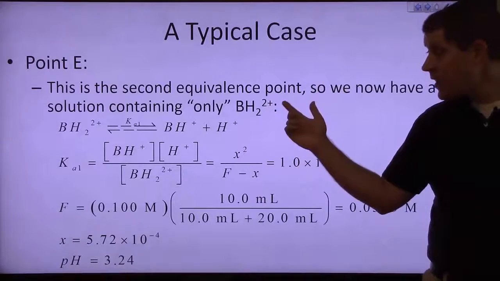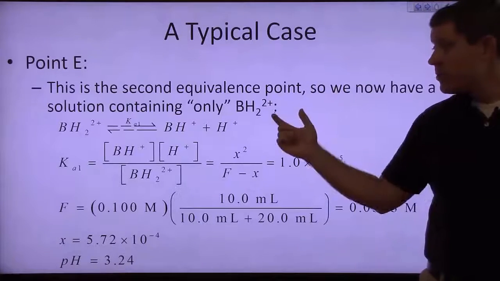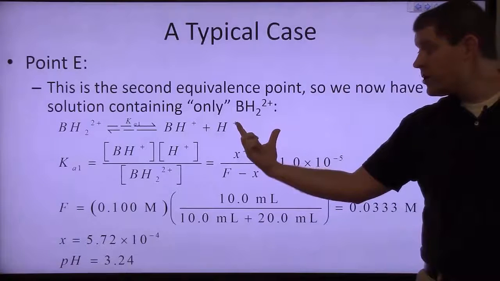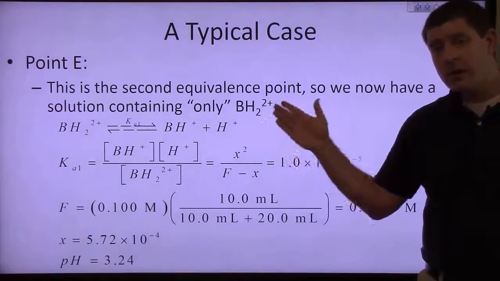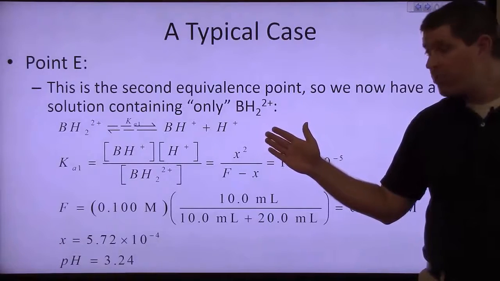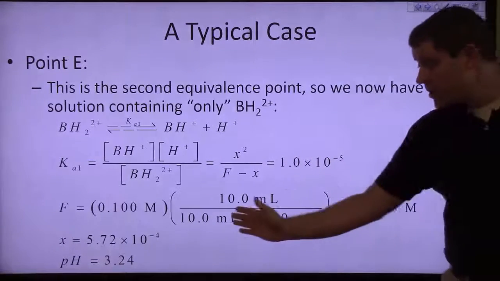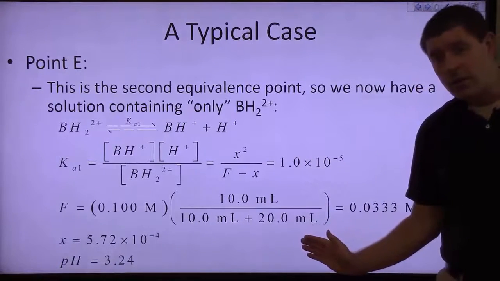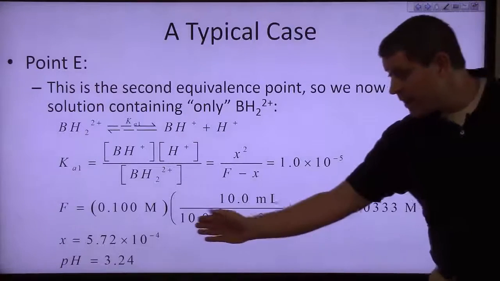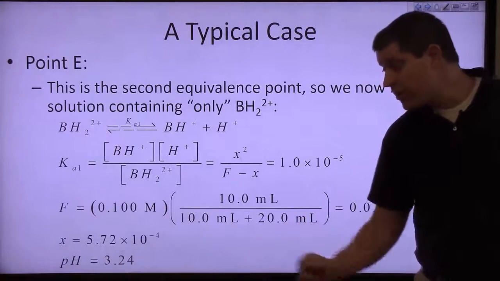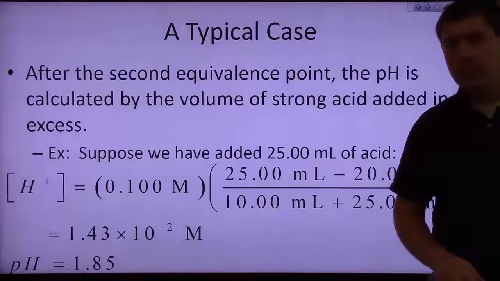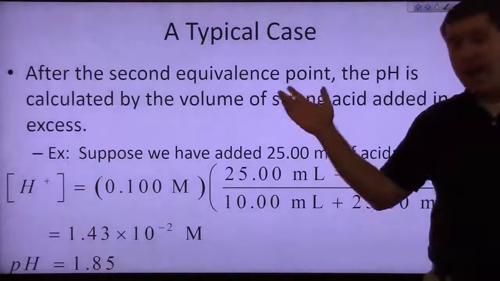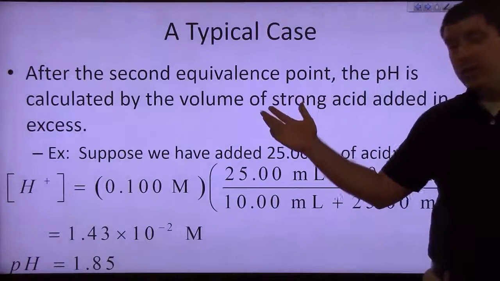This is then the second equivalence point. So we now have a solution that contains only our BH2 2+, our doubly protonated form. And that means that we can treat this as an acid dissociation equilibrium problem. We know how to solve those. We just need to correct our formal concentration for the dilution that has occurred. There we get a hydrogen ion concentration of 5.72 times 10 to the minus 4, and the pH is then 3.24.